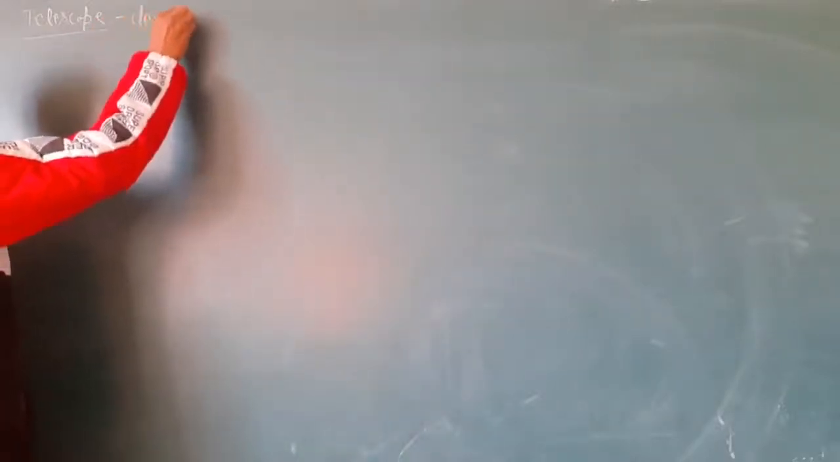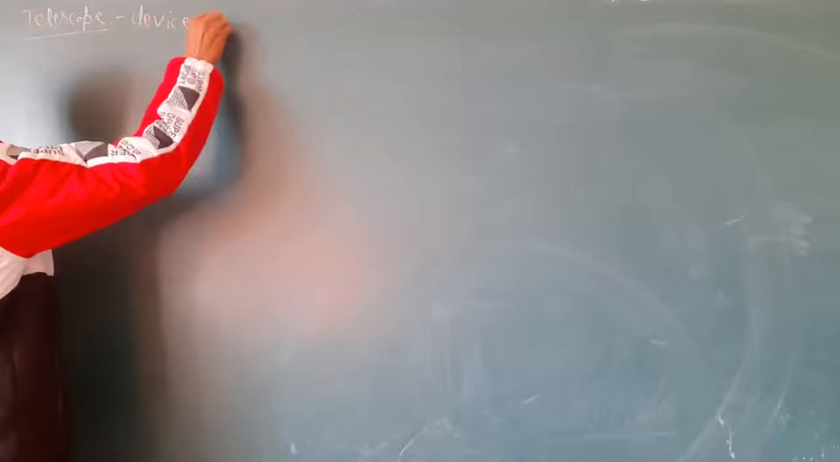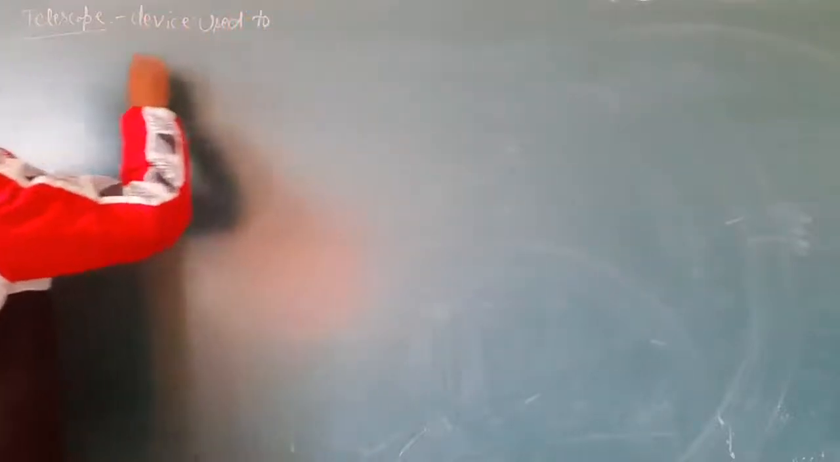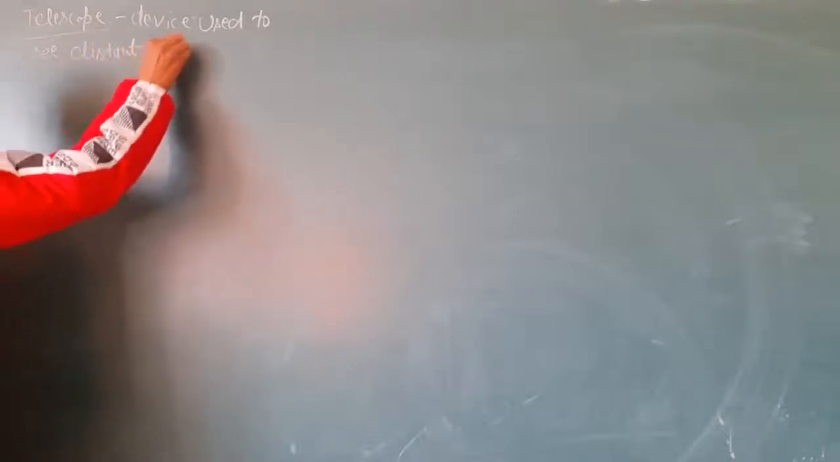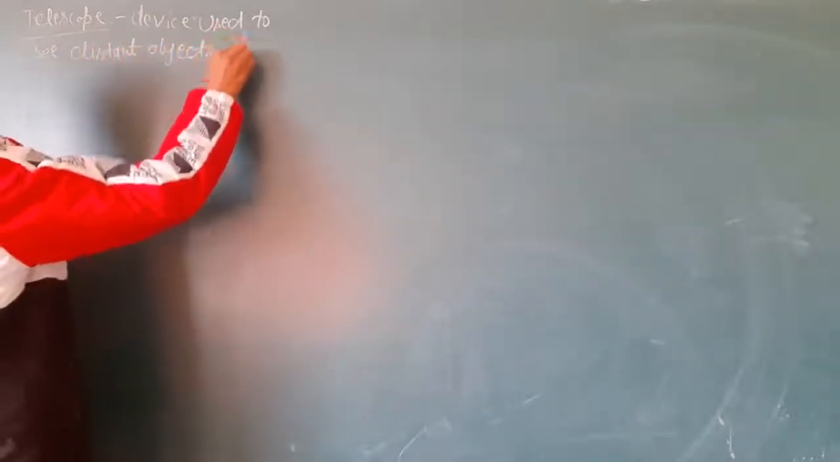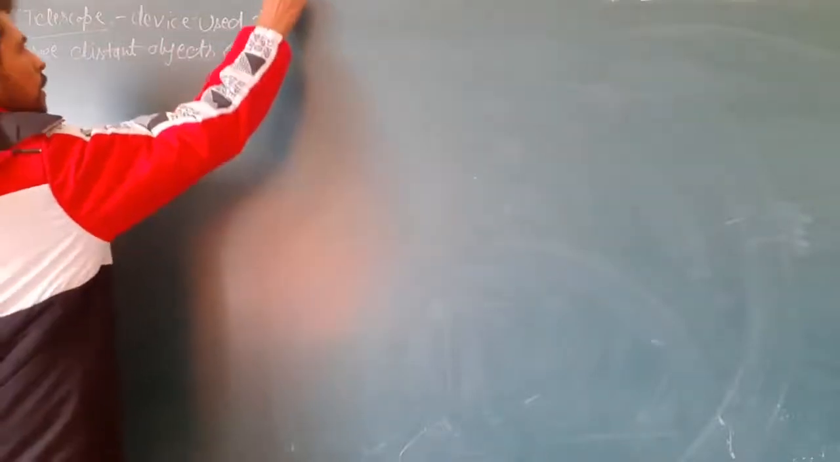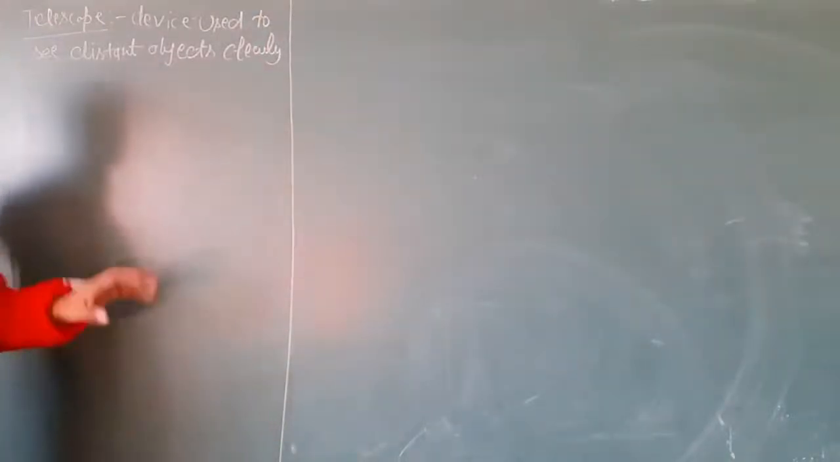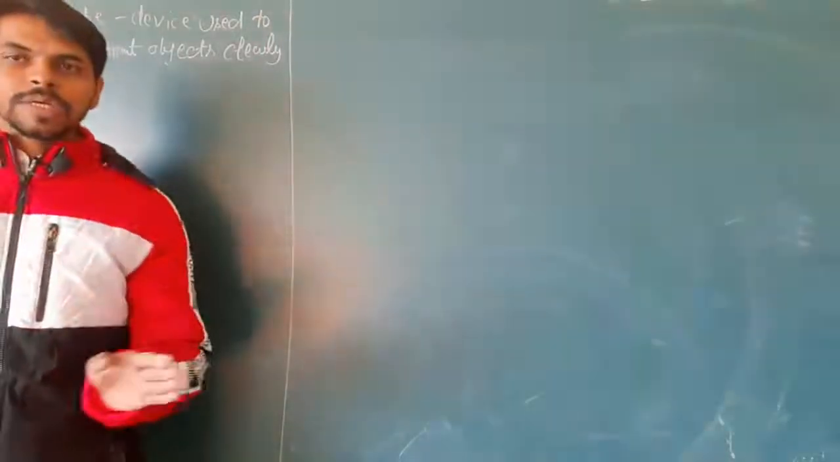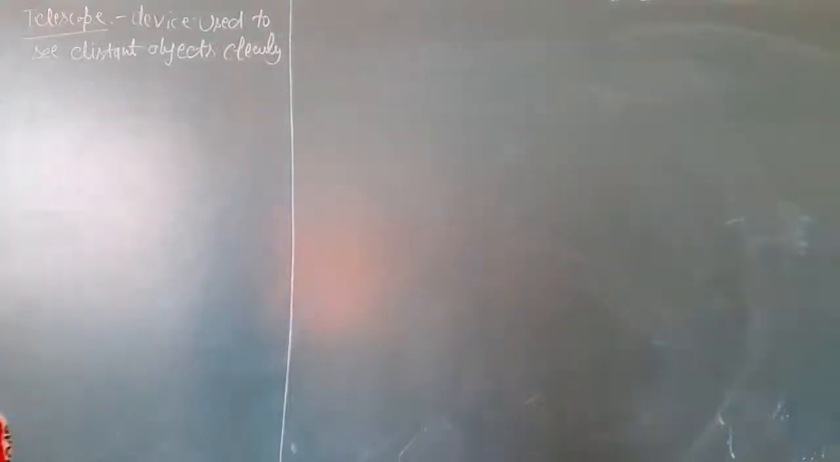Device used to see distant objects clearly. It means the device used to see distinct and clear images of objects placed far away from us. That instrument is called a telescope.